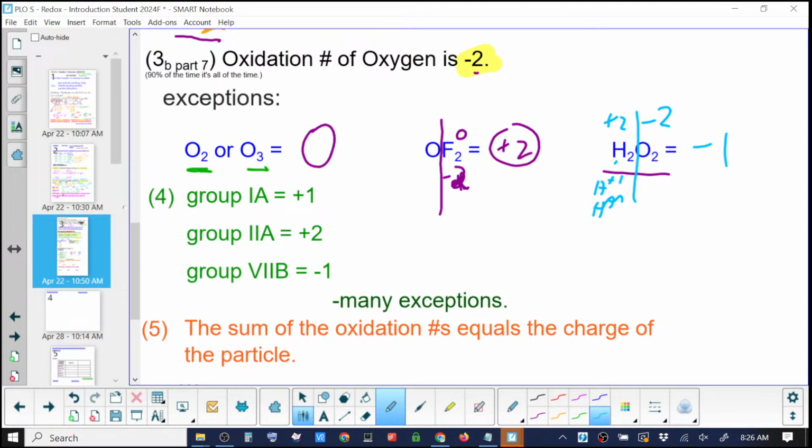Fluorine is so electronegative it can turn oxygen into a positive oxidation number. And when oxygen is by itself, it's 0. Those are the 3 exceptions to the rule that oxygen is -2. It's almost always -2, but in those particular cases, it is not.